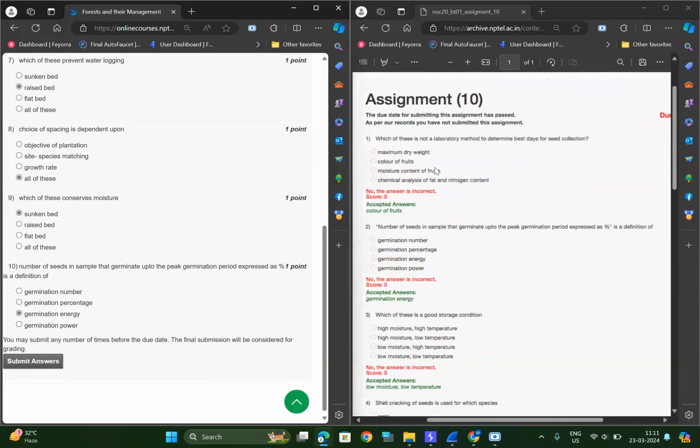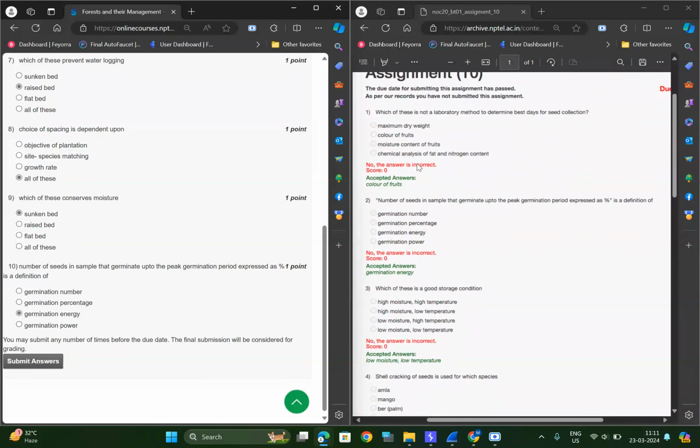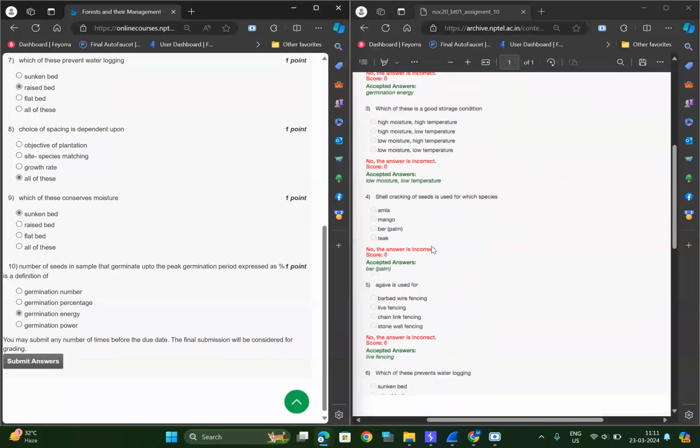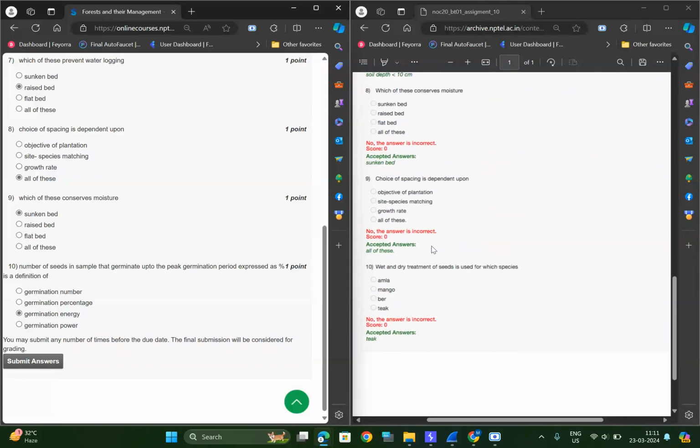This is taken from assignment 10 from my previous answers, and these are the 100% correct. So you can check from here also.